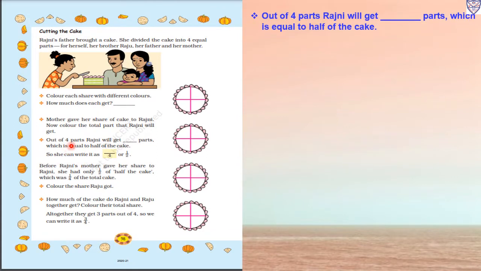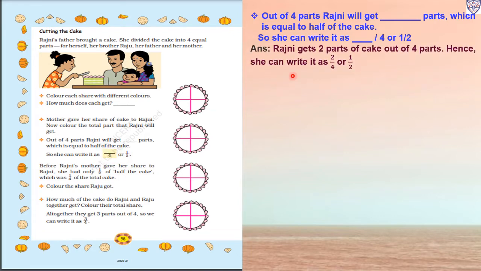Now, out of 4 parts, Rajni will get dash parts, which is equal to half of the cake. So she can write it as dash or 1 upon 2. So Rajni gets 2 parts of the cake. Before, her share and her mother's share also she got, which means that is half of the cake. And she can write it as 2 upon 4 or 1 upon 2. Before Rajni's mother gave her share to Rajni, she had only 1 upon 4 of the total cake.